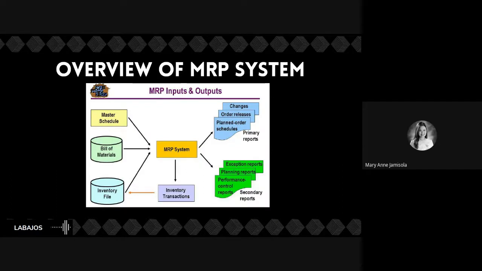So this is an overview of the MRP system. So the MRP system has the master production schedule, the bill of materials, the inventory file, and then it shows us the inventory transactions. Then the MRP system can give us a report on the planned order schedules, order releases and changes and schedules if any. And then it will also give us exception reports, planning reports, performance control reports, and some other reports that are not depicted here.